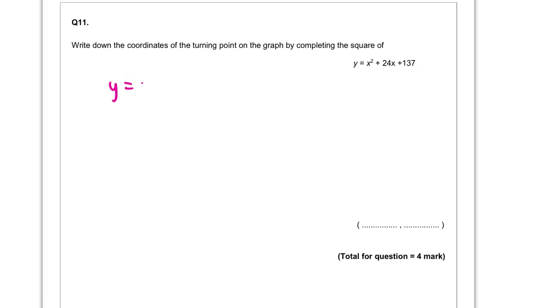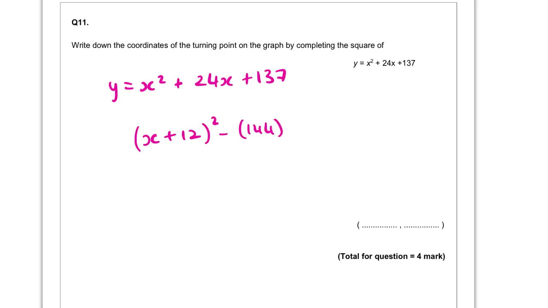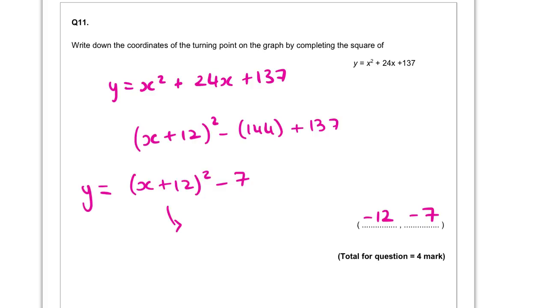Okay, question 11, completing the square. So if we have y equals x squared plus 24x plus 137. So remember, we're going to get x plus 12 squared, okay? We're going to minus 12 squared, which is 144, plus 137. So we get x plus 12 squared minus 7 is my answer, okay? So, turning point is, when does this bracket equal 0? This is going to give us our line of symmetry. This is at minus 12, and that is when y equals minus 7. 4 marks, lovely.